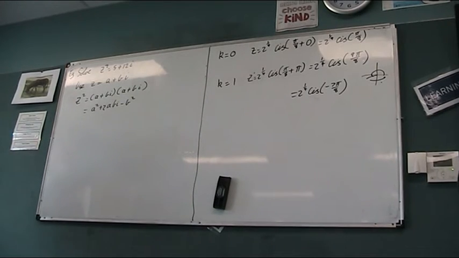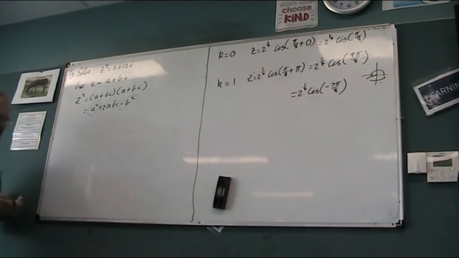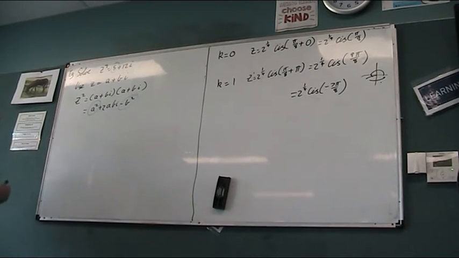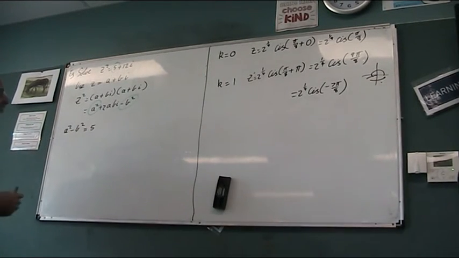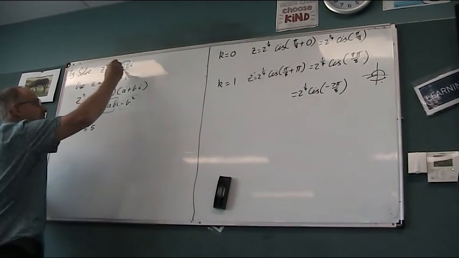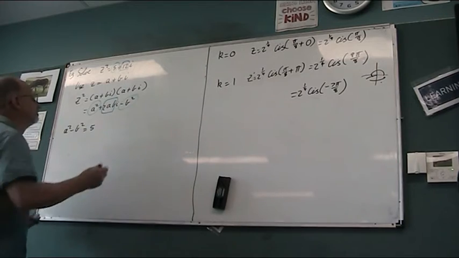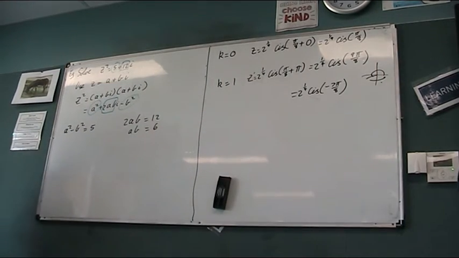So now what you can do is equate coefficients, or equate real and imaginary parts to be more correct in terms of what we're doing. So the real part, I've got a squared and negative b squared, and that's got to equal 5. For the imaginary part, I've got 2abi, and that's got to equal 12i. So ab's got to be equal to 6.